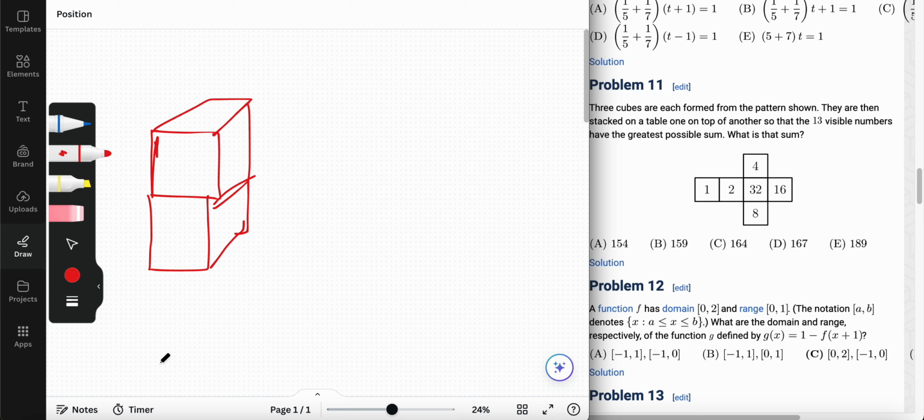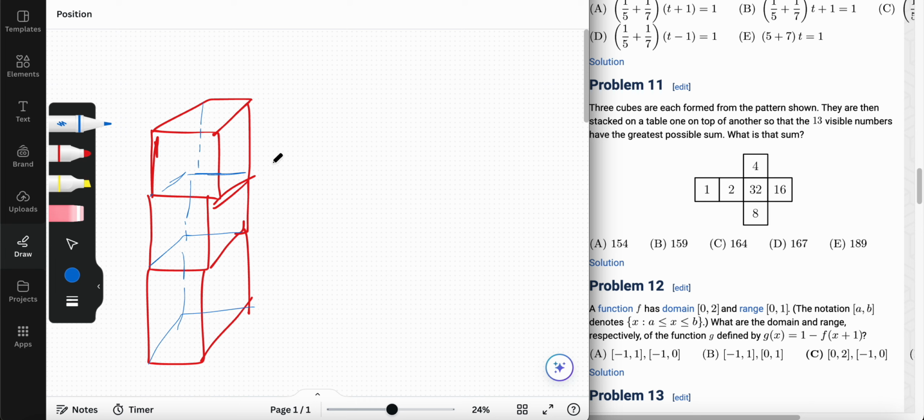Three cubes on top of one another, right? Okay, that does not look like a cube, but it gets the idea, right? Okay, great. So those are the cubes.